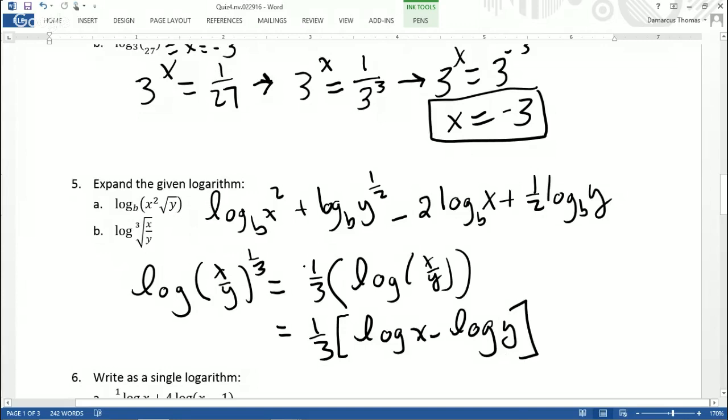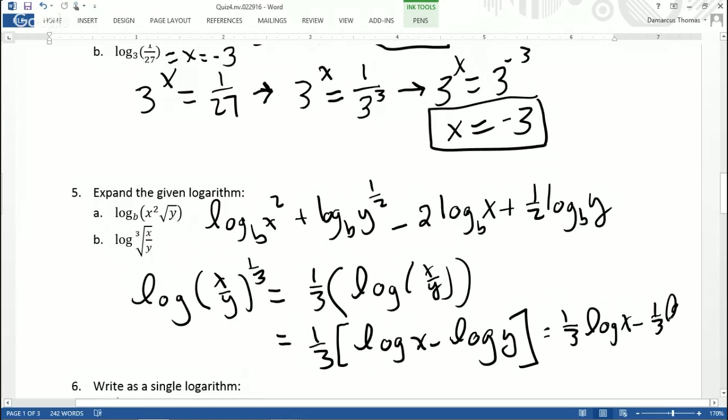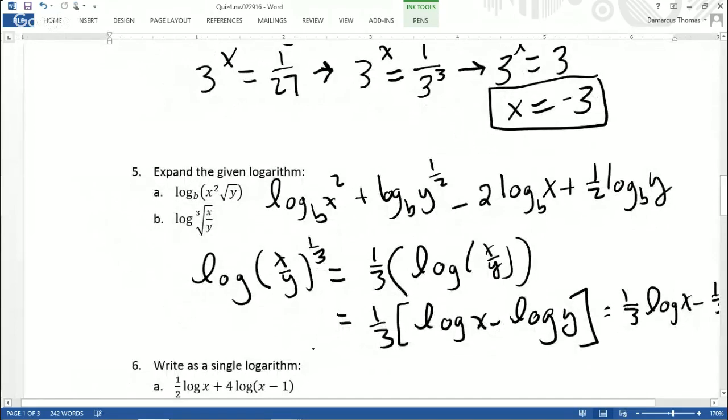Now that's one way to do it. We could also distribute the 1/3 in there. We could have done that from the beginning, the cube root of x over the cube root of y, and then expand it out that way. Either way is good. Either way is fine. Let's move on.